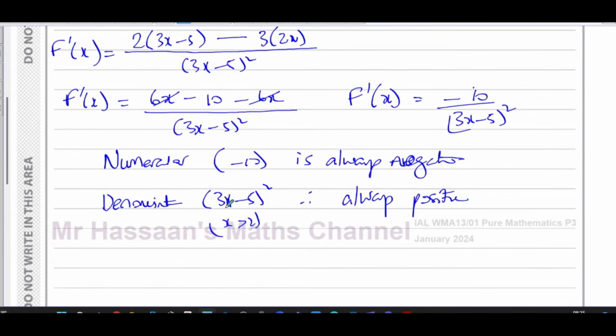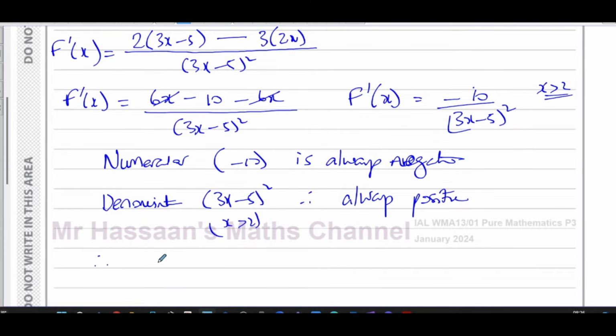Even if this could have become 0, in which case it would be undefined, it can't become 0. Why? Because x is always greater than 2. Even if x could be less than 2, for example minus something, this is always going to be positive because it's going to be squared. As long as it doesn't become 0, the whole thing isn't undefined. But in our case, it can't become 0 because x is greater than 2. We're only considering those values. So this is always positive.